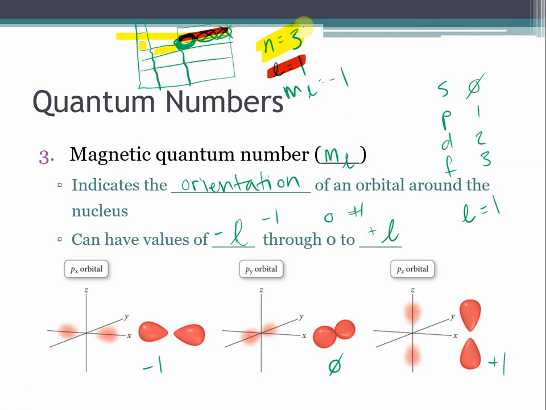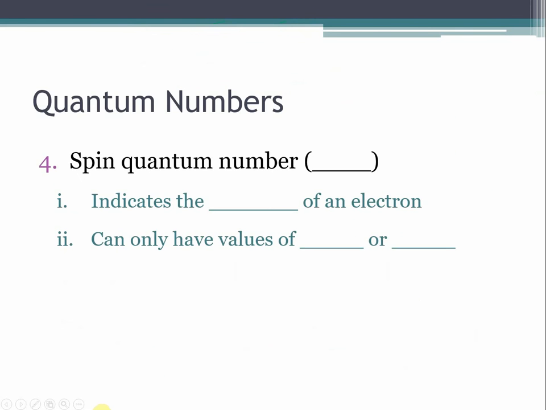So I've narrowed it down to, could have been 18 electrons, knowing just this. Adding this narrowed it down to 6. Adding this has narrowed it down to 2. And now I'm going to narrow it down to one single specific electron, and I'm going to do that with the spin quantum number. And that is m sub s for spin. It indicates the spin of an electron. Because electrons can only spin up or spin down, our spin quantum numbers can only have values of positive 1/2 for spin up or negative 1/2 for spin down.